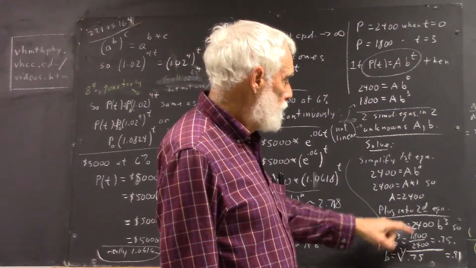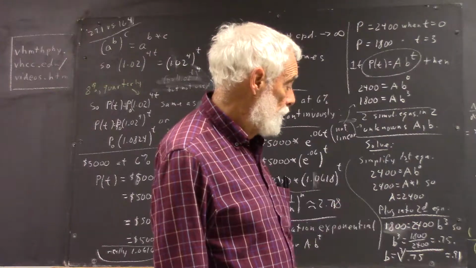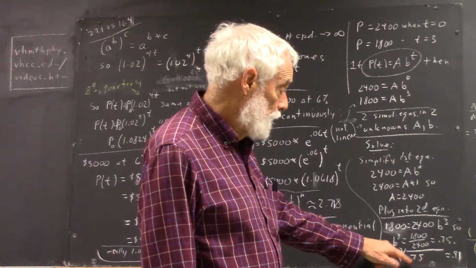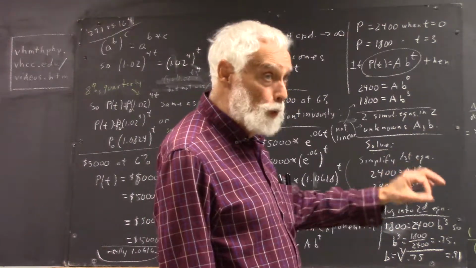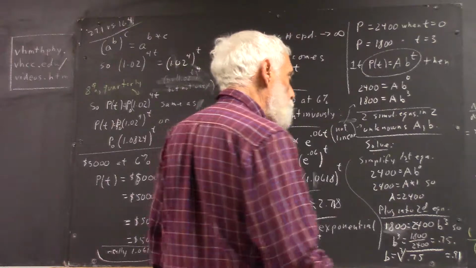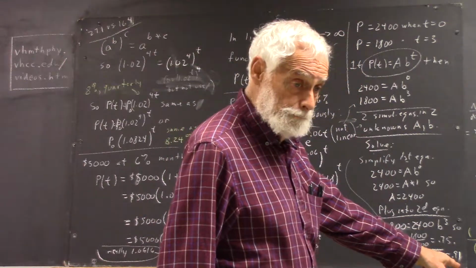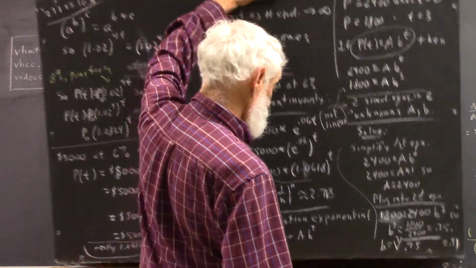So that b cubed is 1800 over 2400, and that's, of course, 0.75. So it follows that the solution is the cube root of 0.75, which you can plug into your calculator as 0.75 to the 1/3 power, which I hope you know, and that's 0.91.